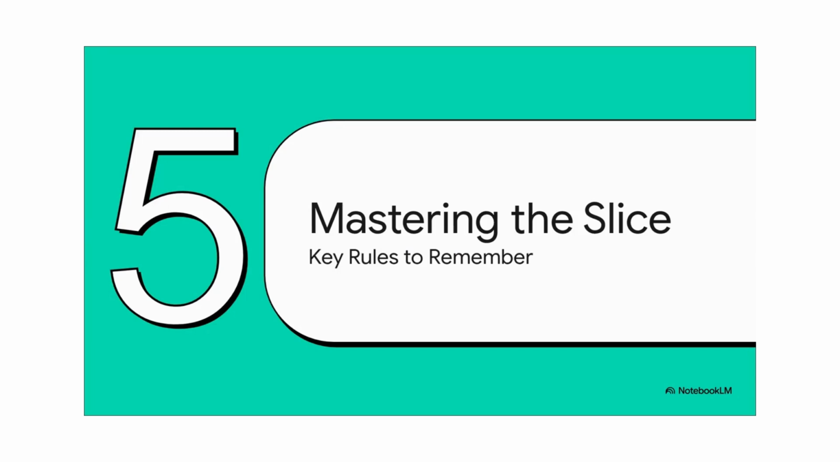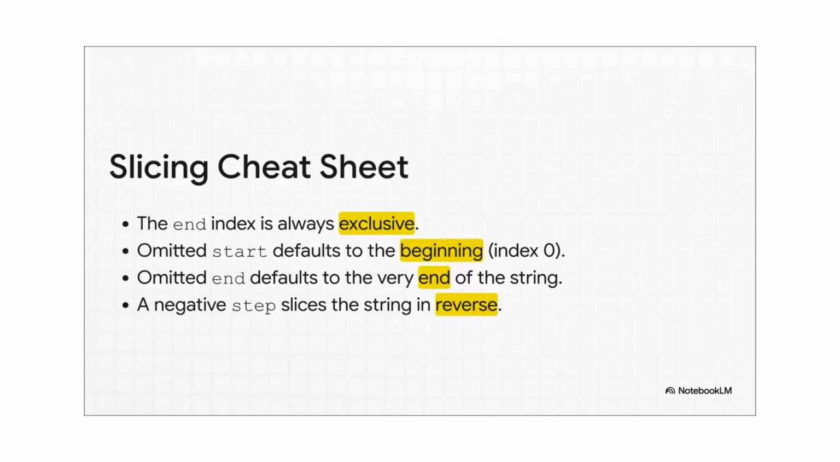Okay, I know that was a whirlwind, but it all just boils down to a few core ideas. Let's do a super quick recap so you can slice anything with total confidence. Honestly, if you can just lock these 4 rules into your brain, you'll be set. Rule 1, the end index is always left out. Rule 2, if you leave out the start, it just assumes you mean the very beginning. 3, leave out the end, it'll go all the way to the very last character. And 4, a negative step means you're going backwards. That's it. That's the whole game.